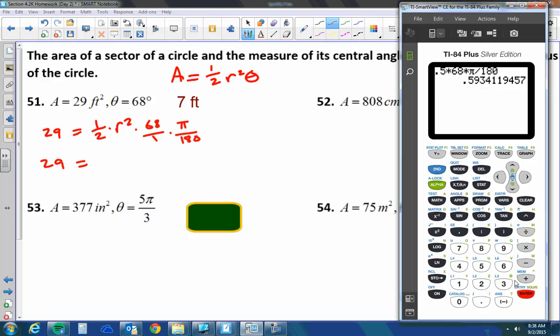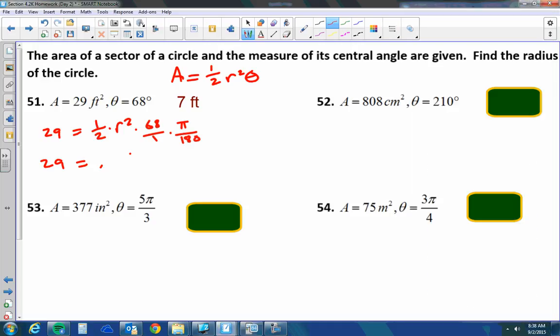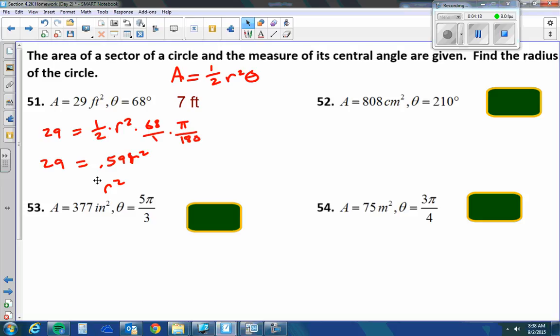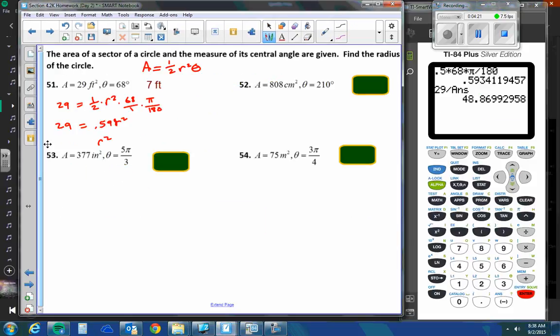You get 0.59 something? Well, then that's just 0.59 times R squared. 2 easy steps to finish it. Divide by 0.59, right? But look, on your calculator, what I want you to do is type in 29 divided by the second answer. Once again, you want to avoid rounding errors. And you get around 48.9, right? And then last step you do what? If you take the square root of that, you get something close to 7.